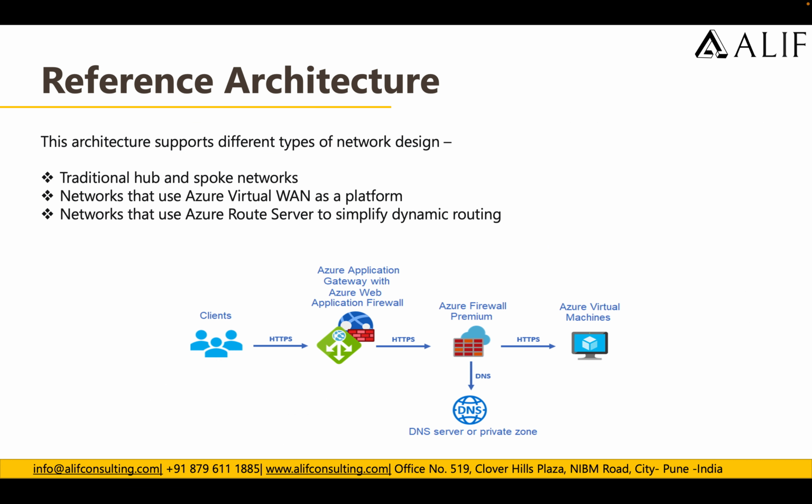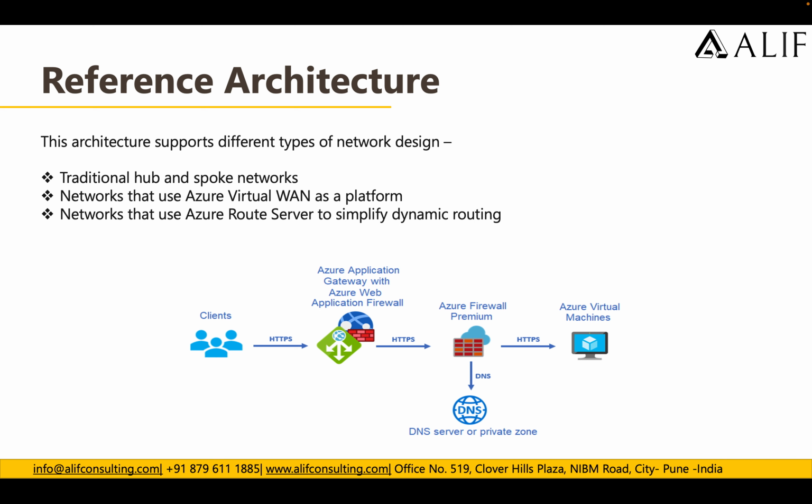Well, let's talk about the reference architecture. In the reference architecture, you will see I have the application gateway, then a firewall, and then a virtual machine. It's pretty simple, but this is not how an actual zero trust network looks. A zero trust network is a combination of multiple things. This is just a reference architecture.